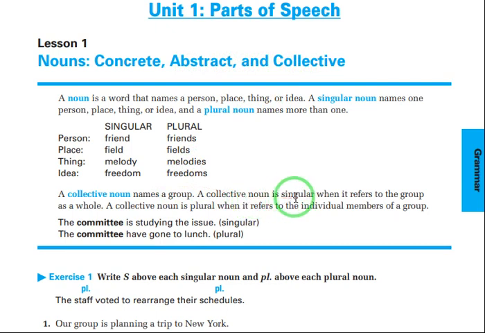So a collective noun is singular when it refers to the group as a whole. So if you want to say the committee as a whole, you say "is studying." It takes the verb "is." A collective noun is plural when it refers to the individual members of a group. So "the committee have gone to lunch" means that each member has gone to lunch.